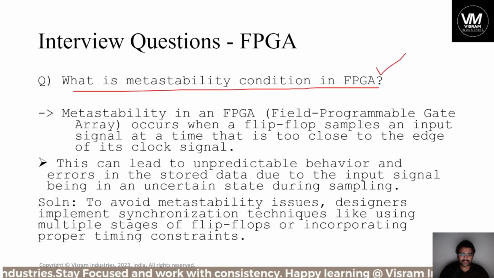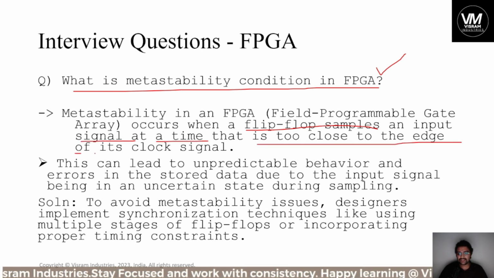Mostly used. What is metastability condition? Metastability condition is an error that occurs when you are reading or writing in the same registers, or when you have multiple inputs to the same address locations of the data. That can cause a metastability condition. Metastability in an FPGA occurs when a flip-flop samples an input signal at a time that is too close to the edge of the clock signal.